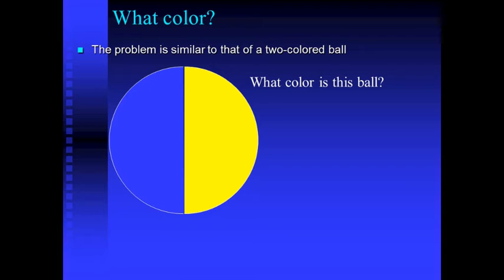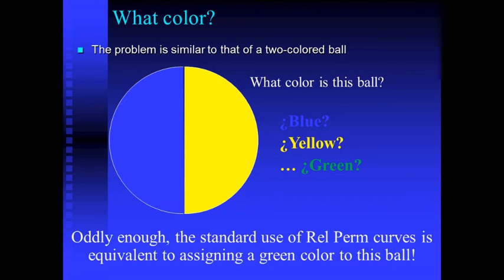We could answer, in line with the previous example, that the ball is blue, or it is yellow, or it is green. And clearly none of the answers is correct. None of the three answers exactly defines the object we are studying or trying to model. Well, oddly enough, the way that relative permeability curves are commonly used is equivalent to saying this ball is green.